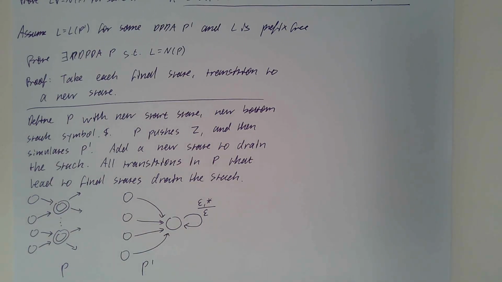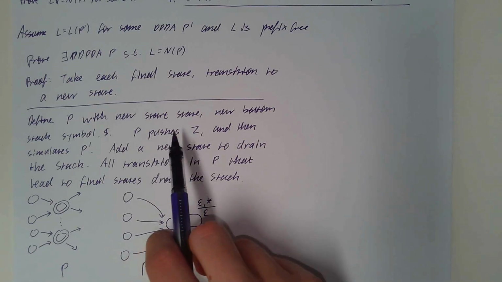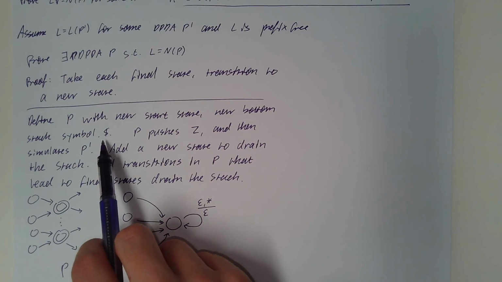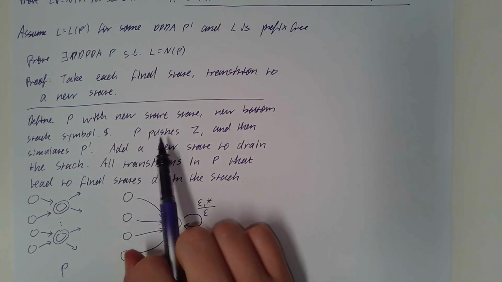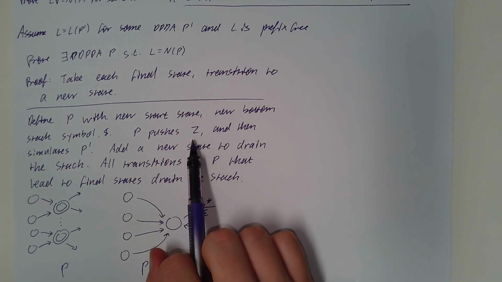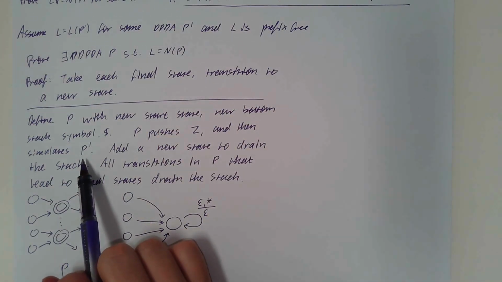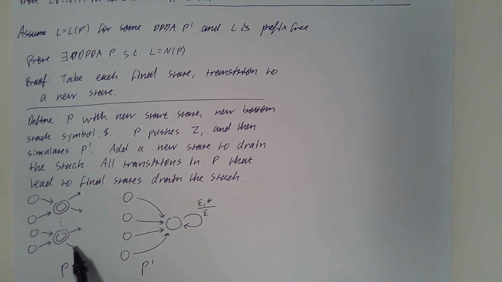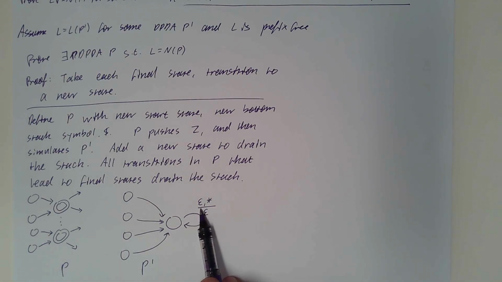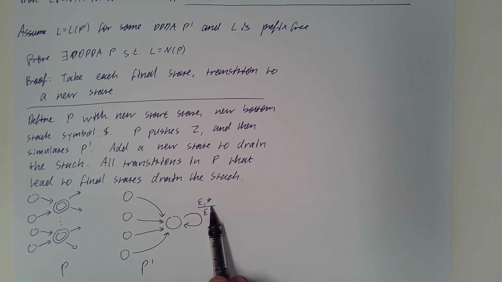So how the new DPDA P is going to work is we give it a new start state and we give it a new bottom stack symbol, say $. What P will do is it will push Z to the stack, where Z is the bottom stack symbol for P prime, and then it just does whatever P prime does. We also modify the transition function such that whenever P prime would go to a final state, P instead goes to a new state whose entire objective is to ignore the input and then whatever's on the stack, pop it off. So all this does is drain the stack until the stack is totally empty.